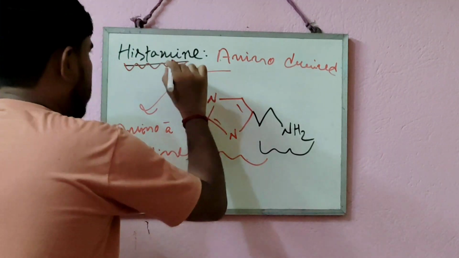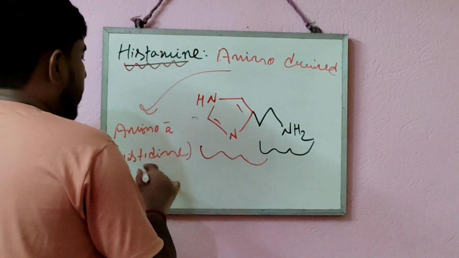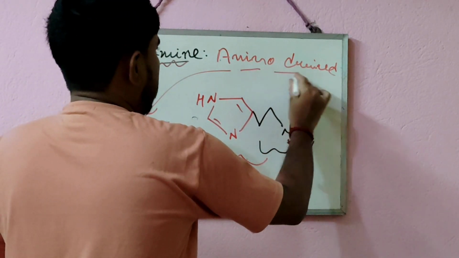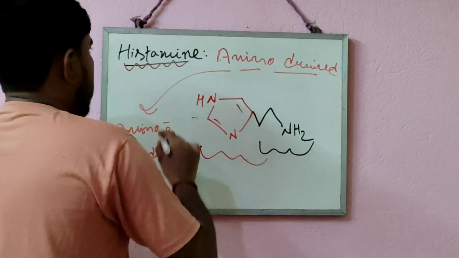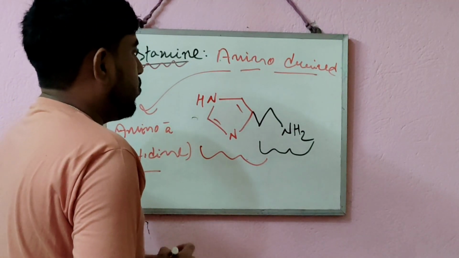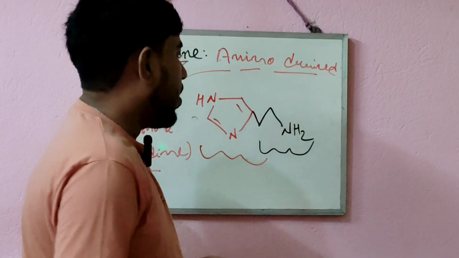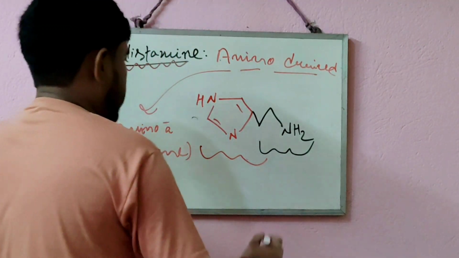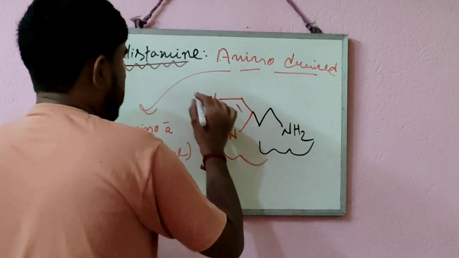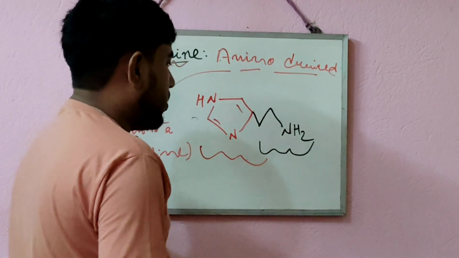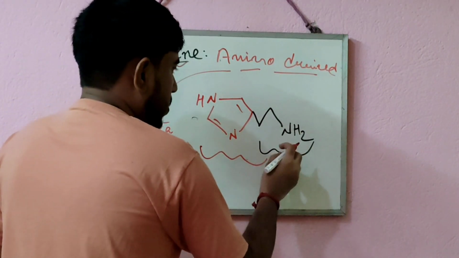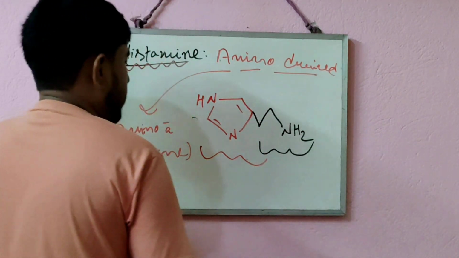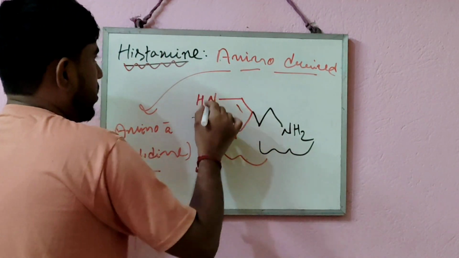As this autacoid is derived from an amino acid called histidine, it is an amino-derived autacoid named histamine. Histamine plays an important role in our body in performing many physiological actions that I am going to discuss in the next slides. This is the simple structure of histamine that you will study in medicinal chemistry. I will tell you about the short structure so you can better understand its properties later.